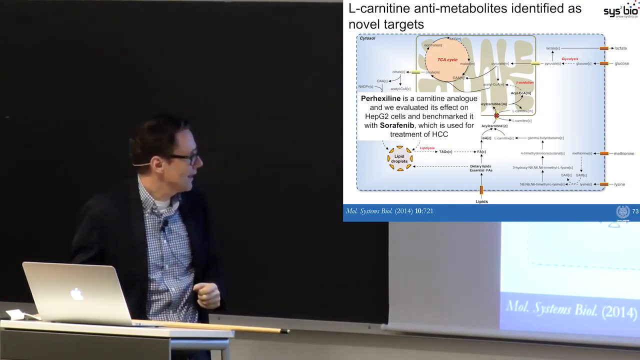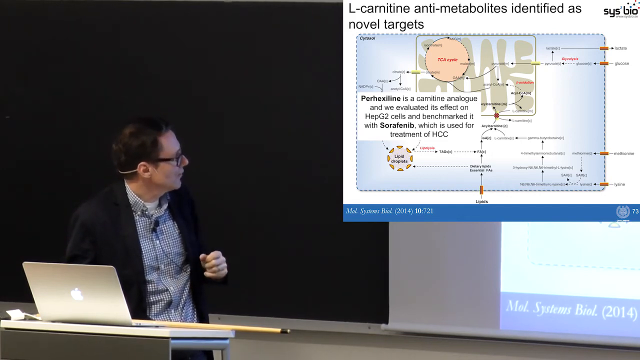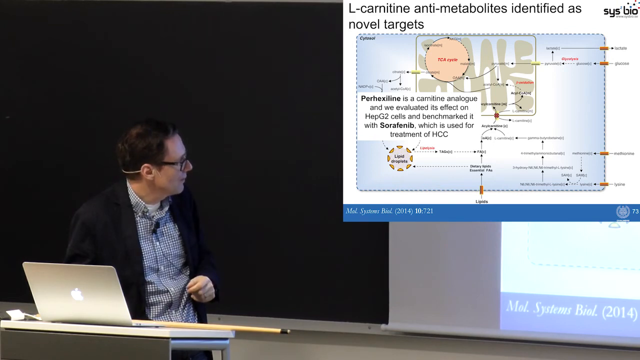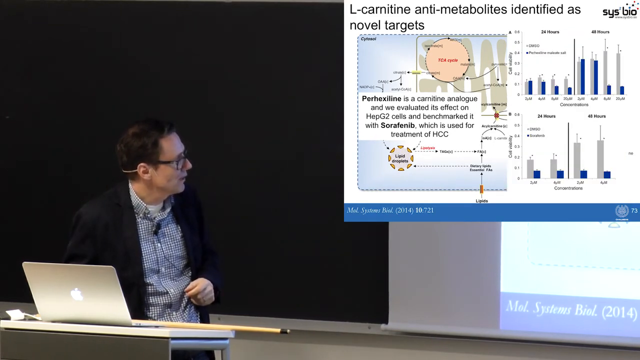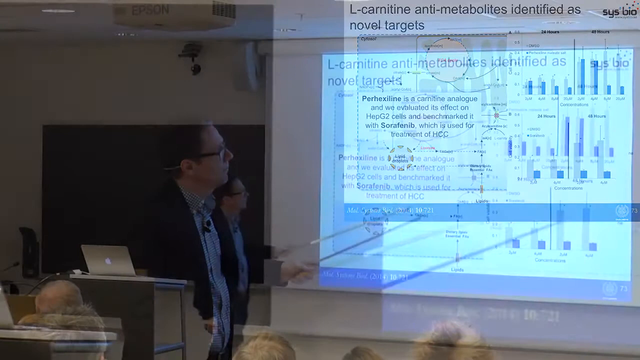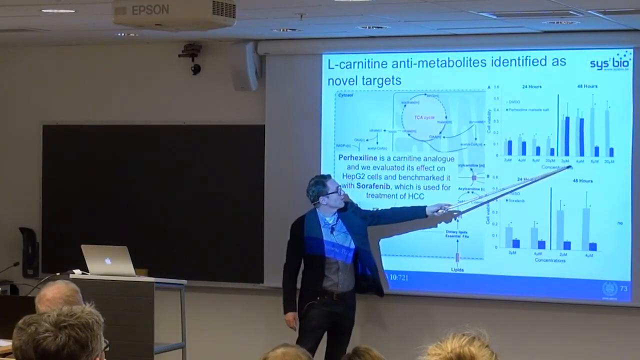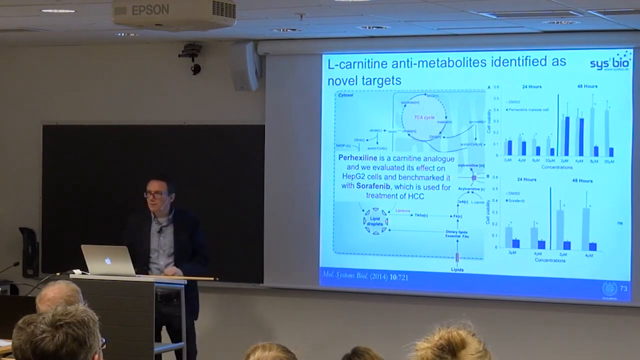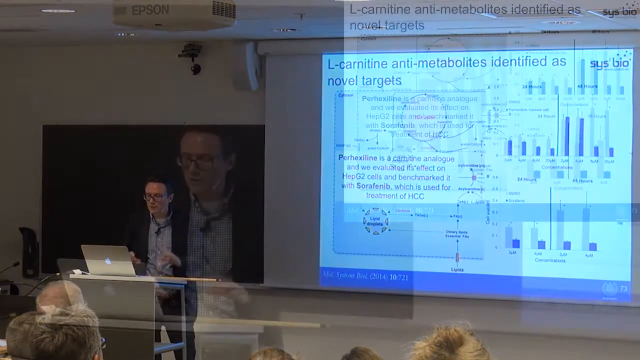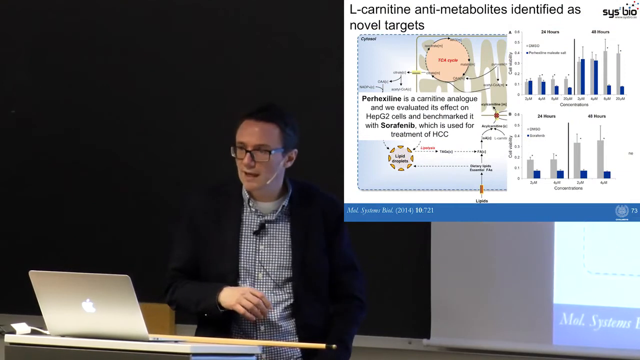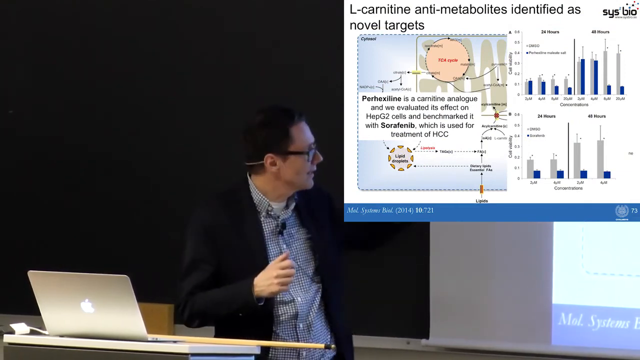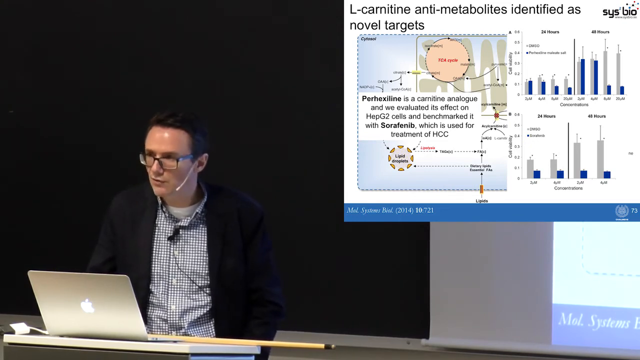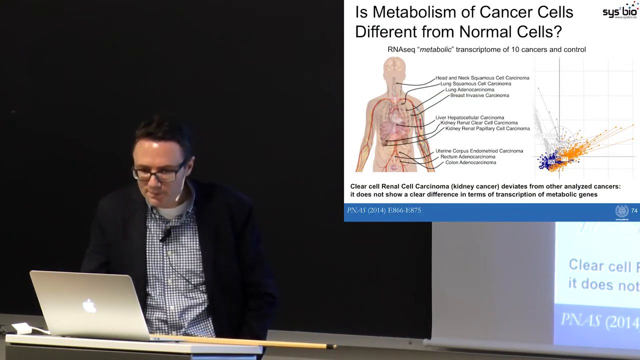So we took a cancer cell line for HCC, HepG2, and we benchmarked it with sorafenib, which is used for treatment of HCC today. And we could see that, particularly when we went up in concentration here, perhexiline could actually attenuate growth of this HepG2 cell line, indicating that this is really an important factor for driving energy generation in these cancer cell lines.